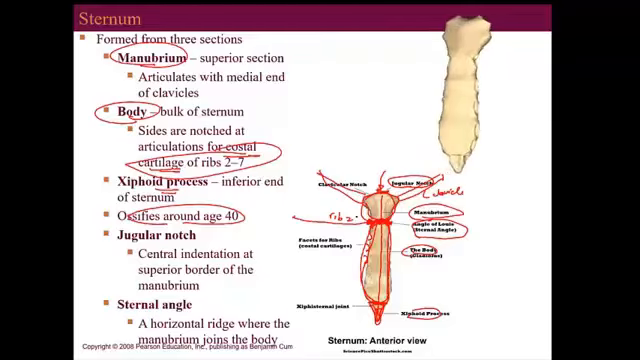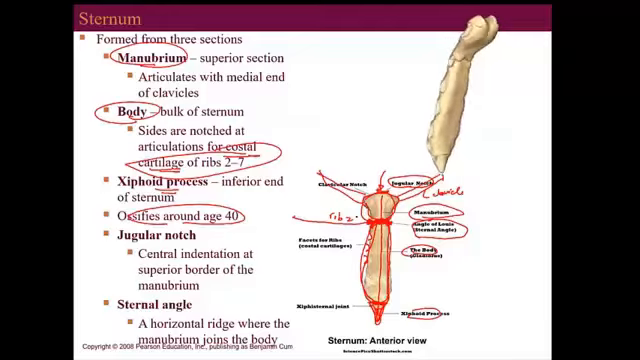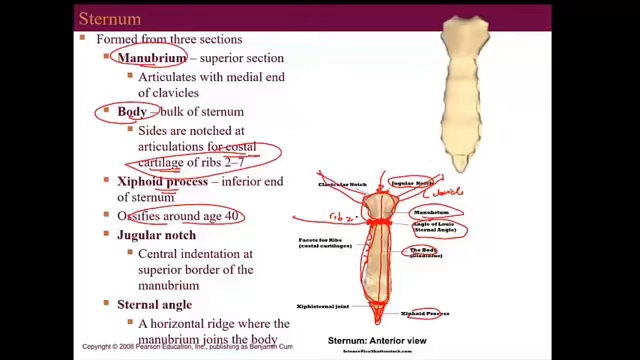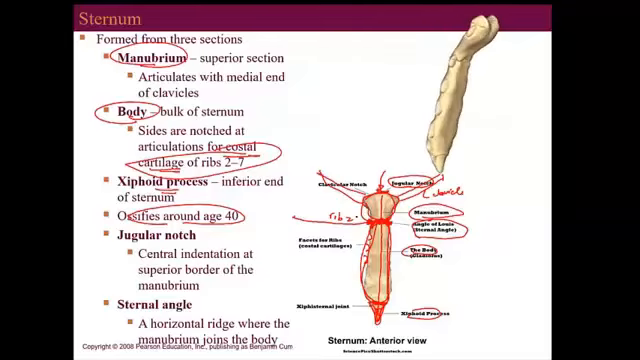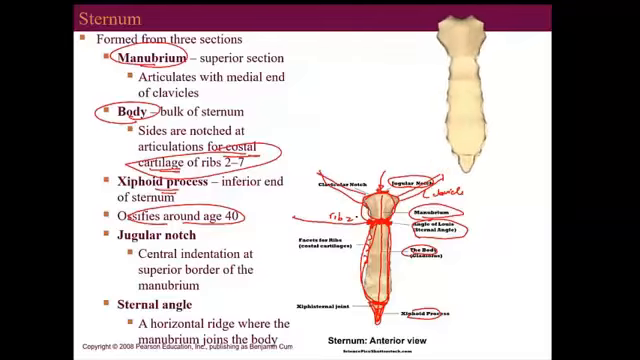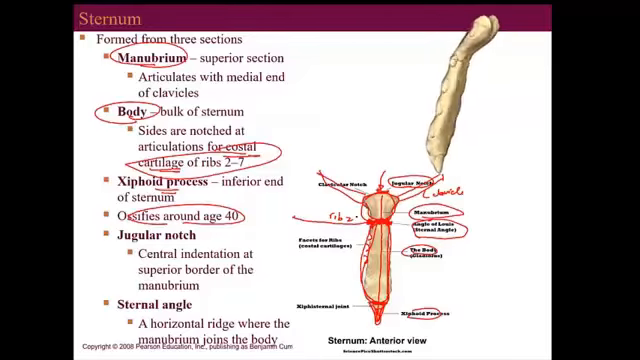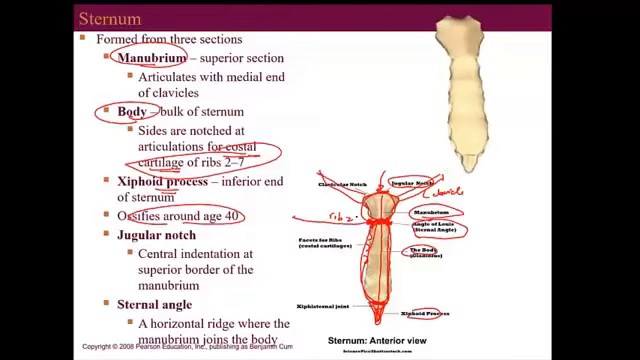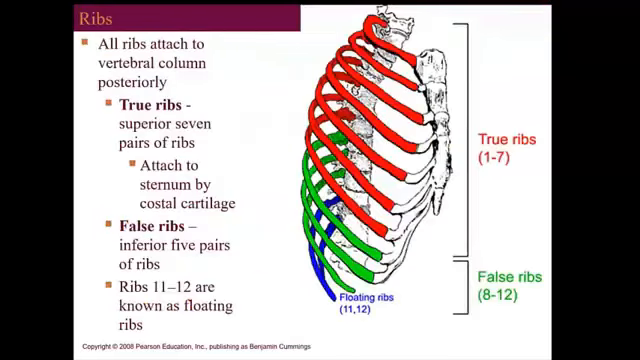So if I feel the angle of Louis, you can feel it's some kind of bump on your chest bone. And then if you go to the side of it, that is going to be rib 2. Then below that is space 2, rib 3, space 3, rib 4, space 4, and so on. So these are some of the components of the sternum, and now we're going to go to the ribs.